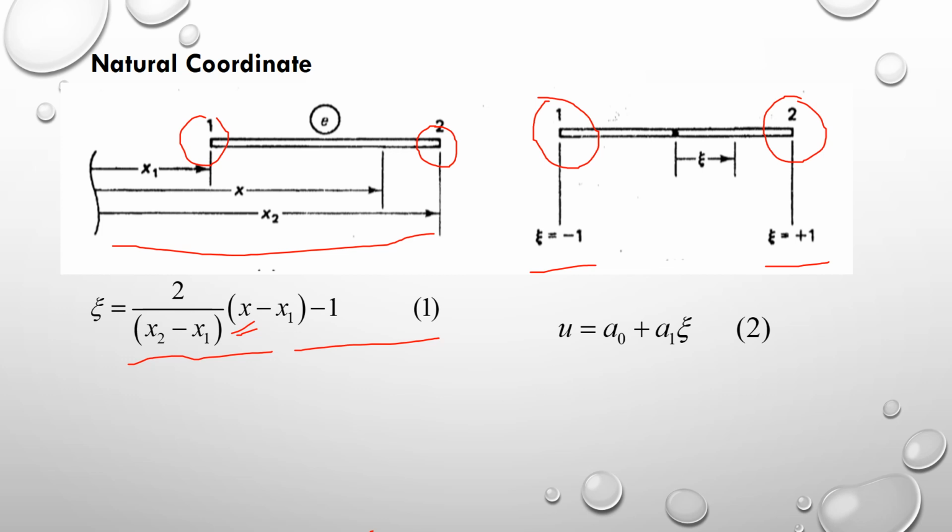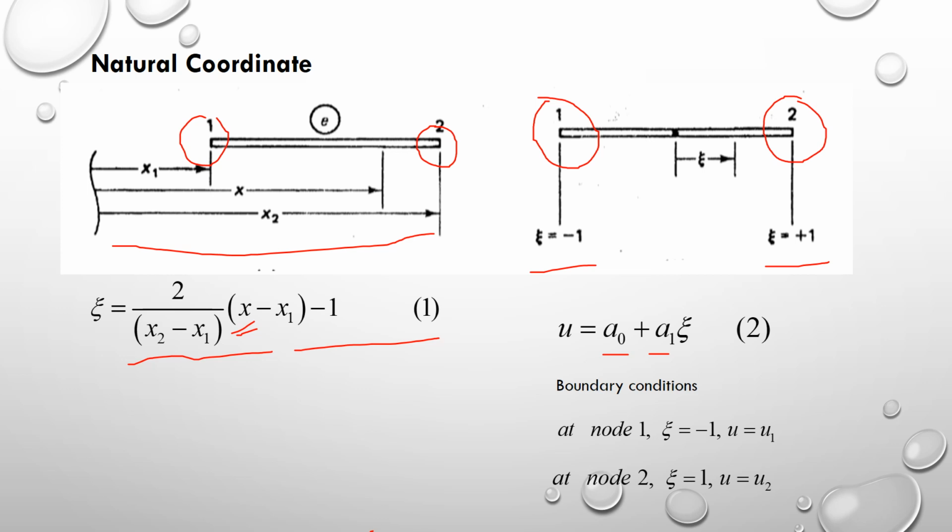For deriving its shape function, first we will choose the polynomial equation. It is a two-noded element. u is equal to a0 plus a1 zeta. This is equation 2, the polynomial equation used to derive the shape functions of this two-noded bar element. So in this we know the boundary conditions. What are the boundary conditions? At node 1, zeta is equal to -1, u is equal to u1. Similarly at node 2, zeta is equal to 1 and u is equal to u2.